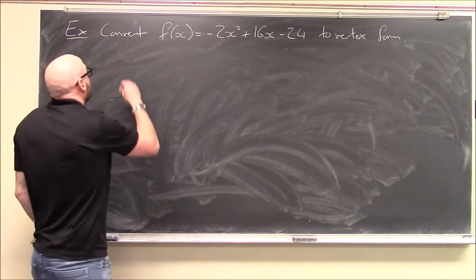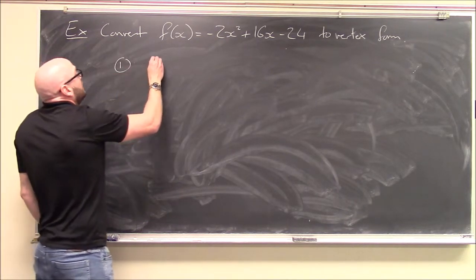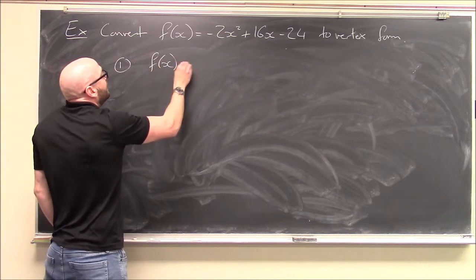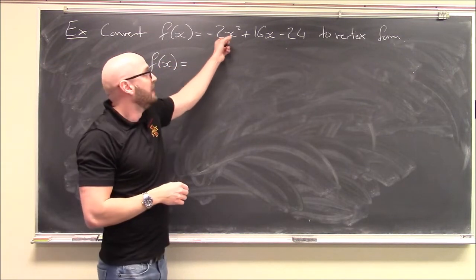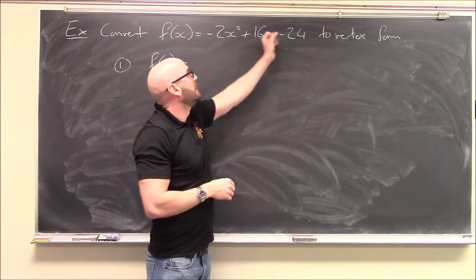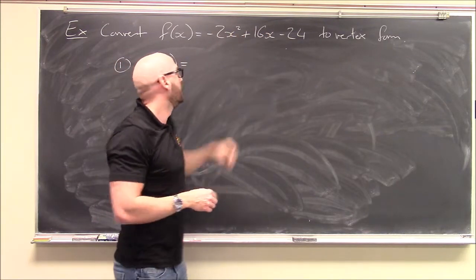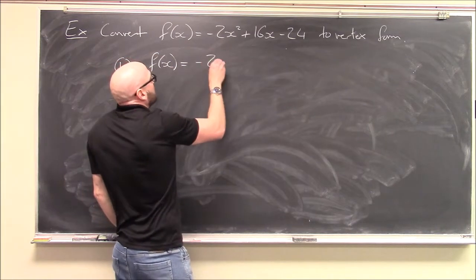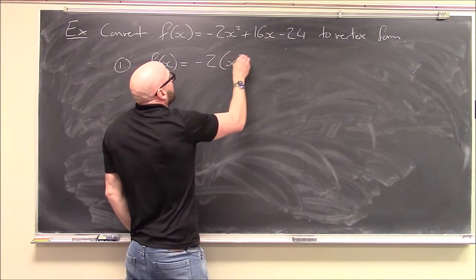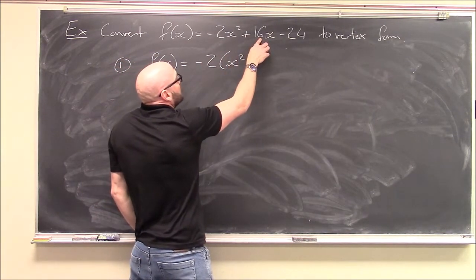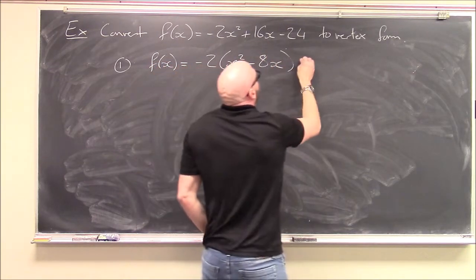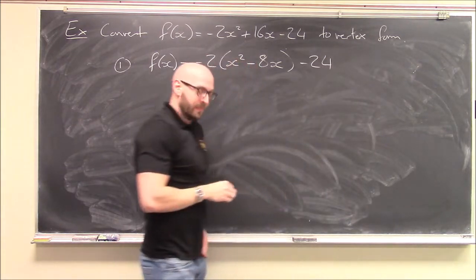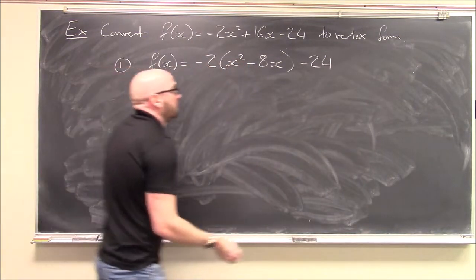So we always go through the same three steps. Here's the first one: factor out an a. So look at our a term and factor it out, except I'm not going to factor it out from all three. I'm just going to factor it out from the terms that have an x in it. So we'll factor out the minus 2, and we're looking at x squared. Pulling a minus 2 out of 16 leaves us with minus 8, so minus 8x minus 24. Okay, so this was the first step. Just factor out an a.